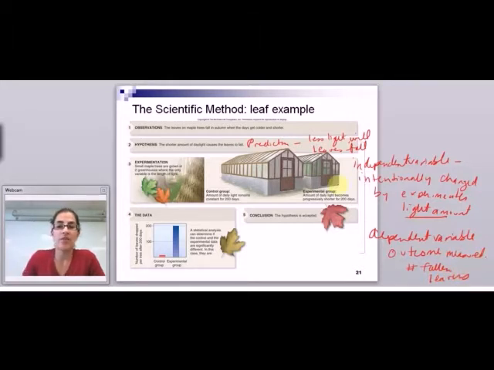And I'll just point out that, again, the dependent variable should make an appearance in the hypothesis as well. So the shorter amount of daylight causes leaves to fall. So notice that the dependent variable is also in the hypothesis. Okay, so those are the two key variables in an experiment. There is also control variables. Control variables are everything that should be the same between both groups.